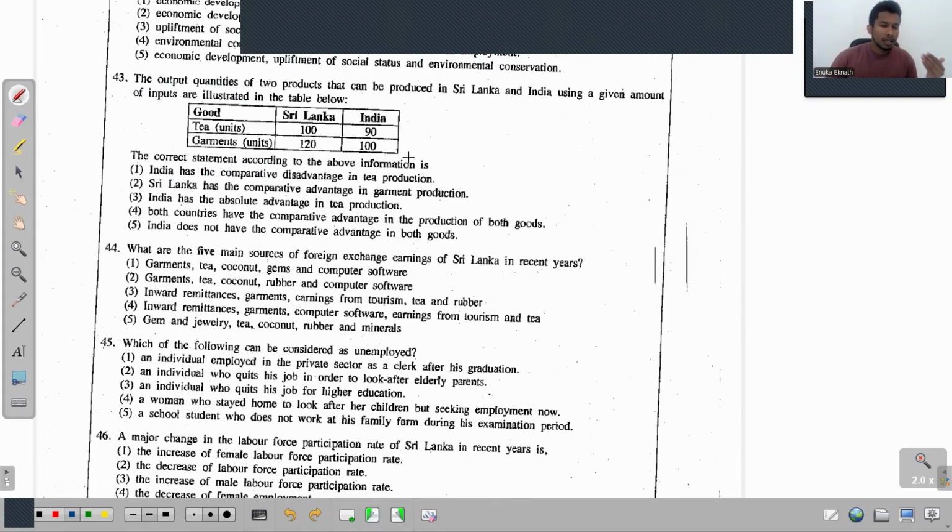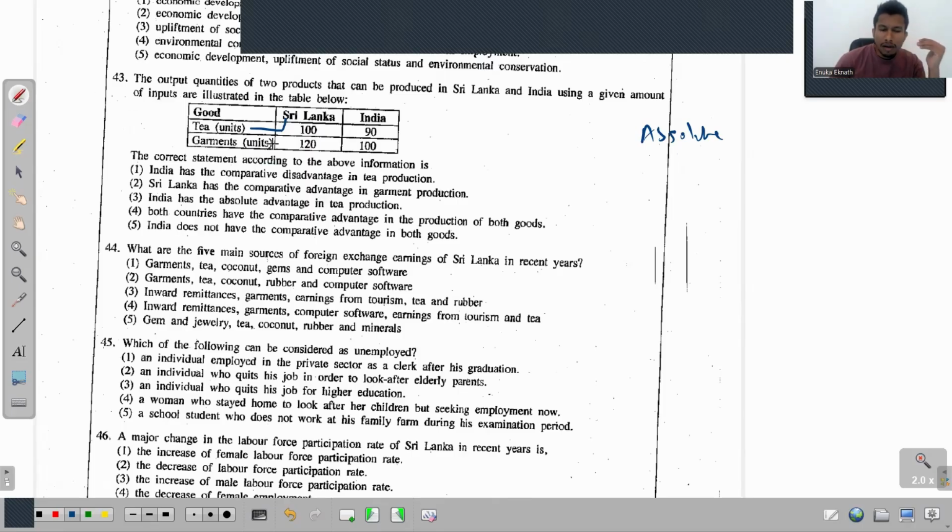Okay, so it's about comparative advantage and absolute advantage. So you can simply recognize the absolute advantage by looking at this table itself. Which country has absolute advantage in producing tea? Sri Lanka can produce 100 units of tea by whatever the input they use, but India can produce only 90 units. So Sri Lanka has absolute advantage in producing tea. You can recognize that simply by looking at the table. Absolute advantage is always about the highest productivity.